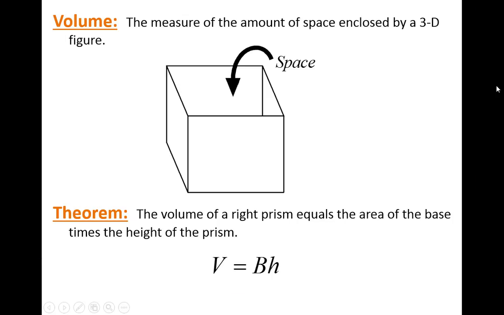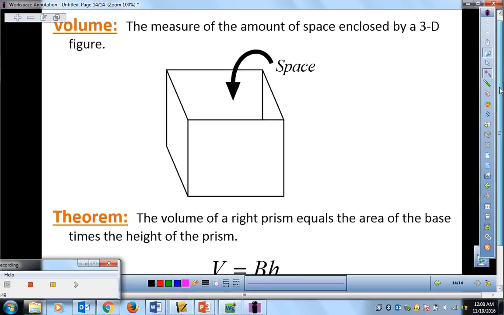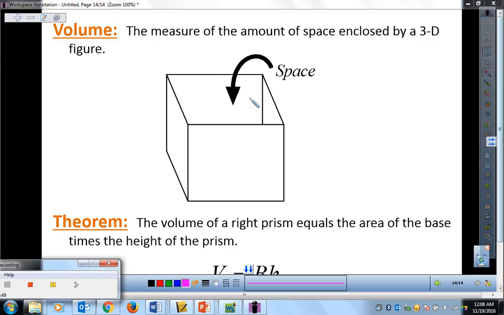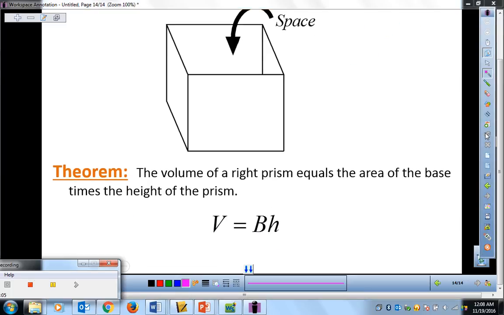The last thing we'll look for is the volume. The volume, as I talked about earlier, that's going to be the space inside the prism. So I talked about a rectangular prism. Think of a Kleenex box. The volume is how many Kleenexes are in the box. So how much space, that's the space inside. Space enclosed by a 3D figure, again, polyhedron 3D figures that we're dealing with. So the theorem there, the volume of a right prism equals the area of the base times the height of the prism.